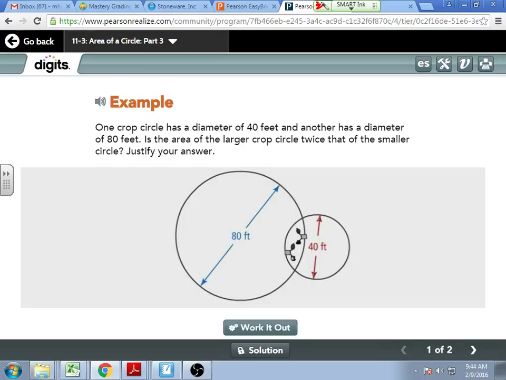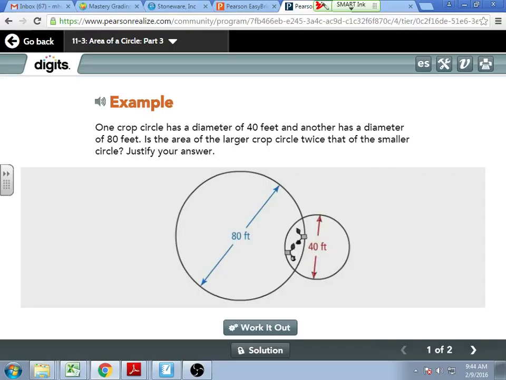Will it be doubled? Will it be more than doubled? Will it be less than doubled? Make your prediction in your head and then solve the area for each of these crop circles. Don't worry about the fact that they overlap. We'll start doing problems with that later on, like what's the area if I take away the overlap or things like that.